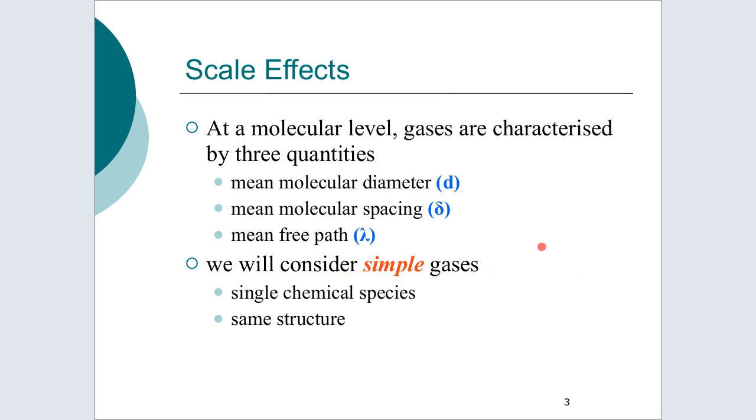You may have touched on this in physics before, looking at kinetic theory. We've got three things we're interested in. One is the mean molecular diameter, a length scale representative of the size of the molecule. The mean molecular spacing, which is the distance between the molecules. And then the mean free path, which is quite important in defining the Knudsen number, which we'll come to in a while. The mean free path is the average distance that a molecule will travel before it hits another one, so it's different from the spacing.